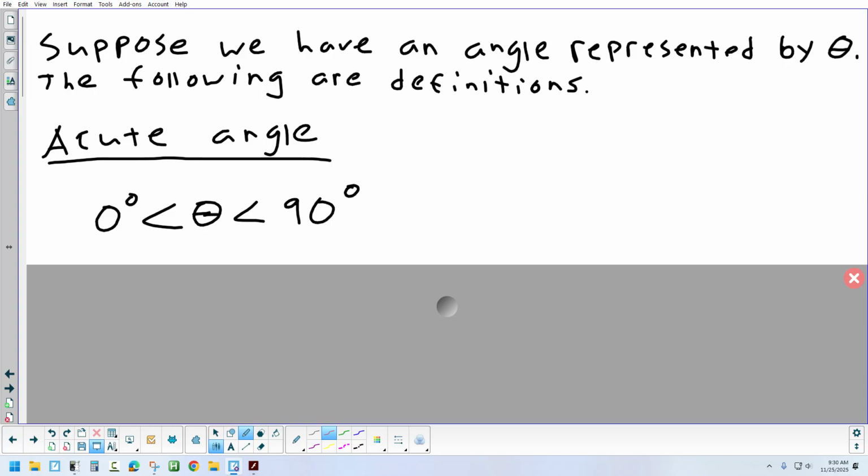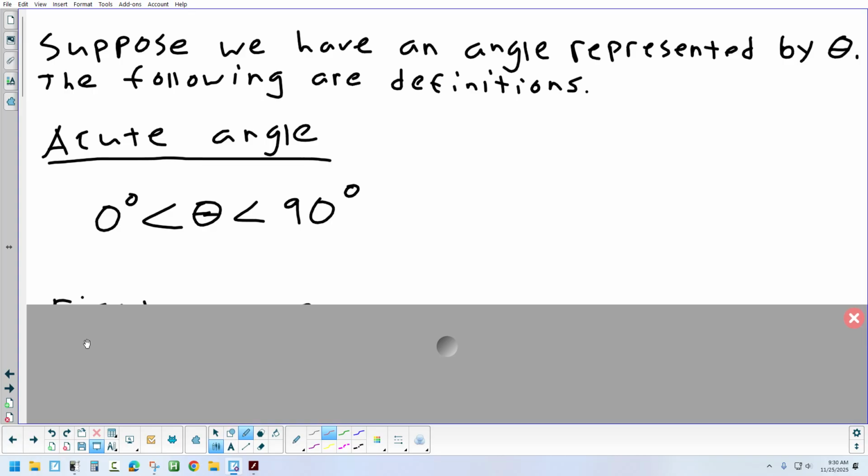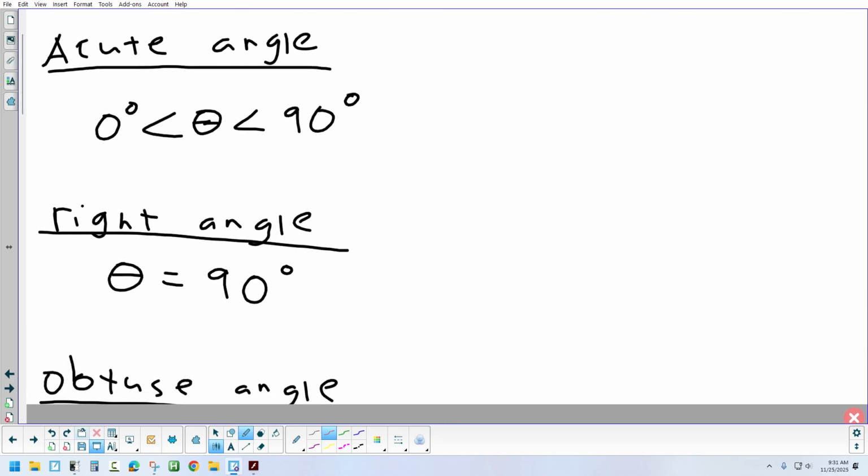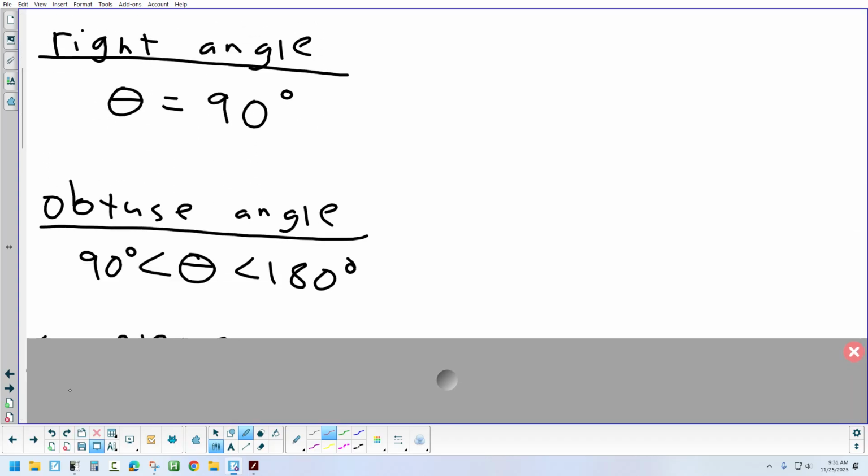So the next one, let's do this one in reverse. What do you call an angle that's exactly 90? Right angle. It's exactly 90. Okay, let's do the other one. Obtuse angle. What is the definition of an obtuse angle? Above 90 degrees, and less than 180. It does have to be above 90, but it has to be less than 180.